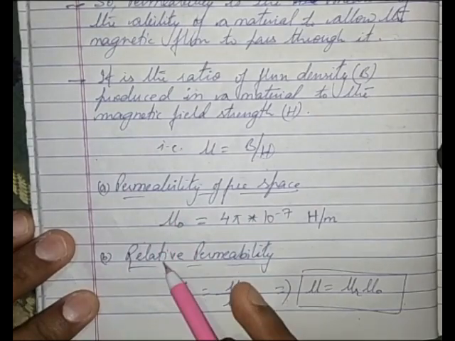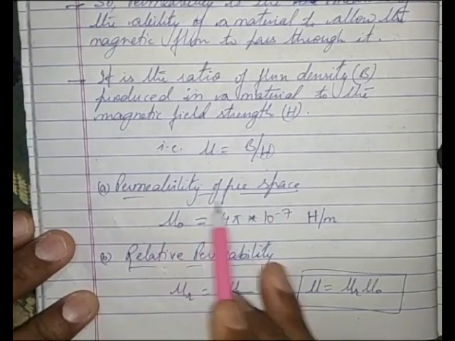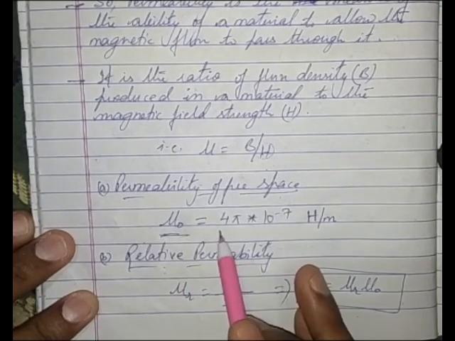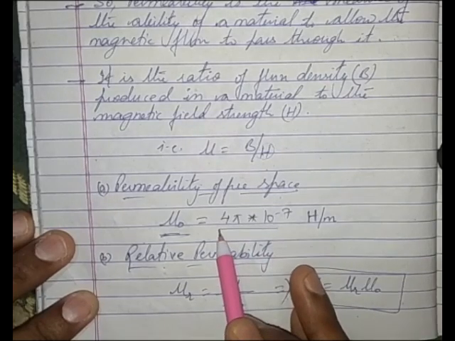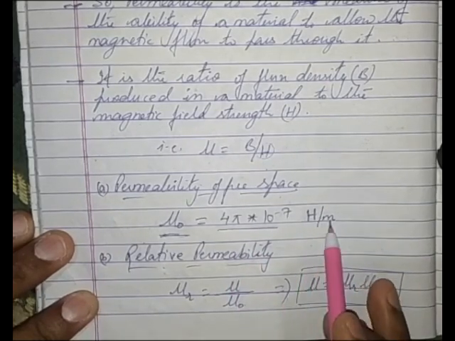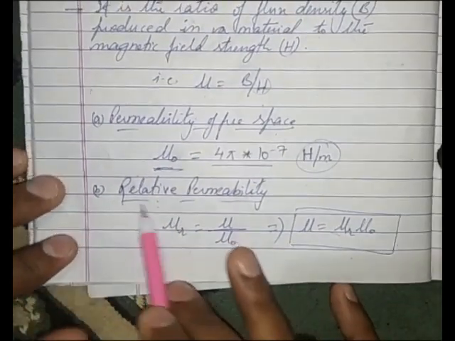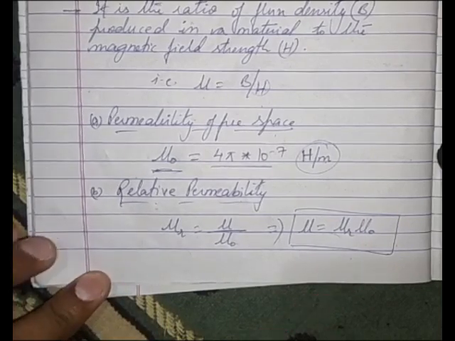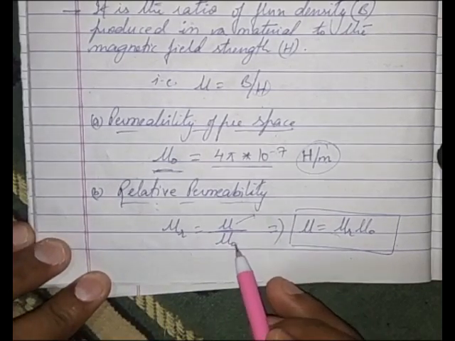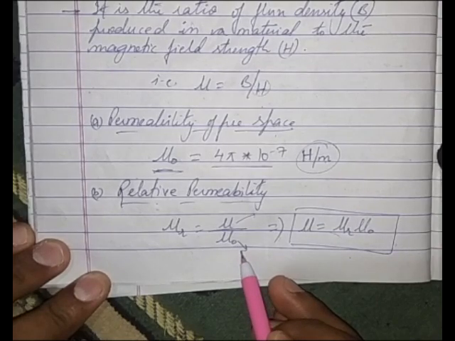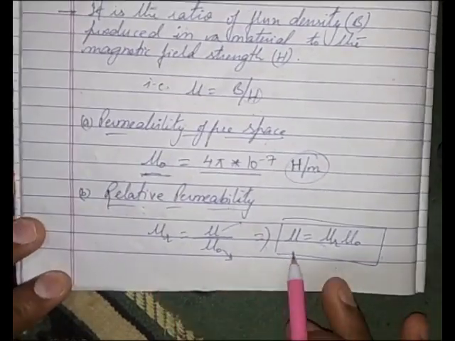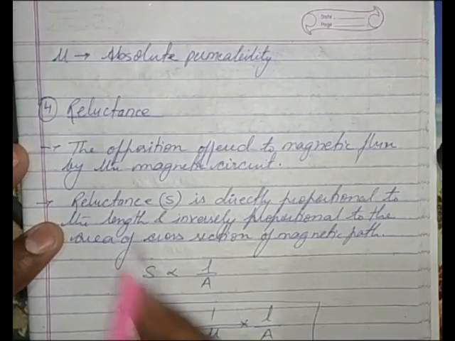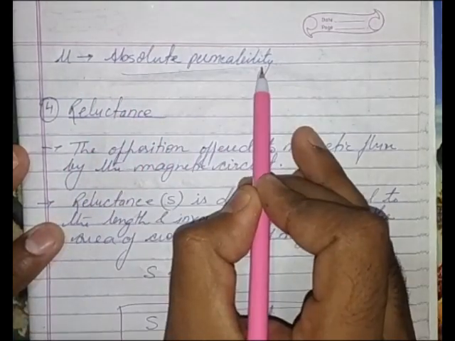Permeability may be of two types. One is permeability of free space, denoted by mu naught, and the value of mu naught is 4 pi into 10 to the power minus 7 Henry per meter. Next is relative permeability. Relative permeability is the ratio of absolute permeability of a medium to the absolute permeability of free space. So we can say mu is equal to mu r into mu naught, where mu is the absolute permeability of the medium.